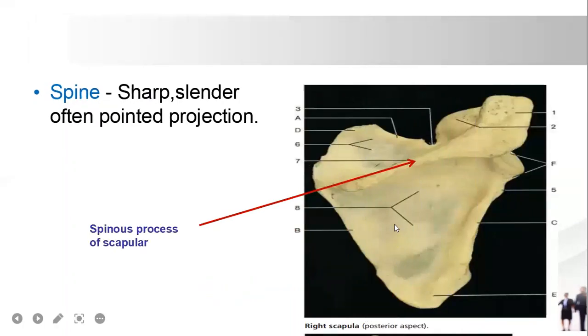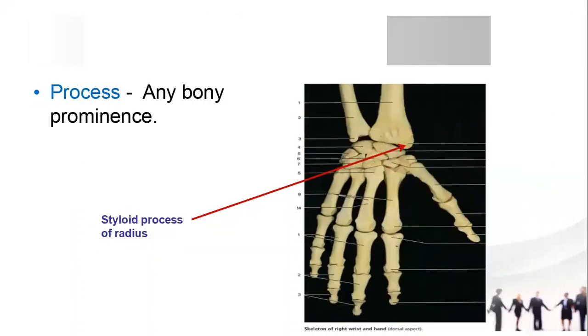We have a spine. A spine is a sharp, slender, often pointed projection. For our case, we were able to identify the spinous process of the scapula. This is the spinous process of the scapula, found on the posterior aspect of the scapula. Other bones, such as the vertebral bones, also have their own spine or spinous process.